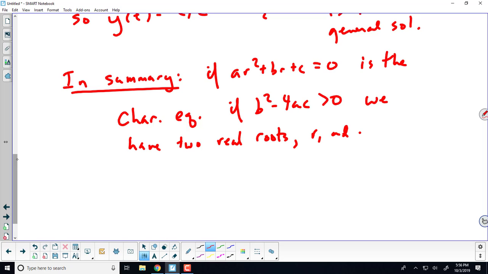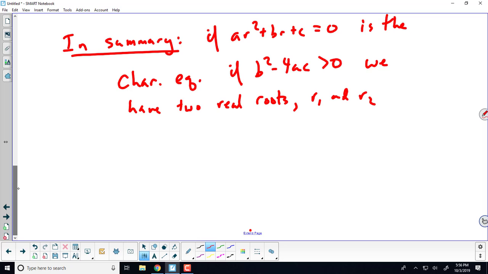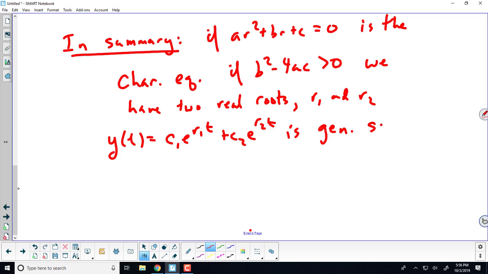R1 and R2. And for the second order then, we'd have y of t equals c1 e to the r1 t plus c2 e to the r2 t, is the general solution. Okay. What else have we learned how to handle?